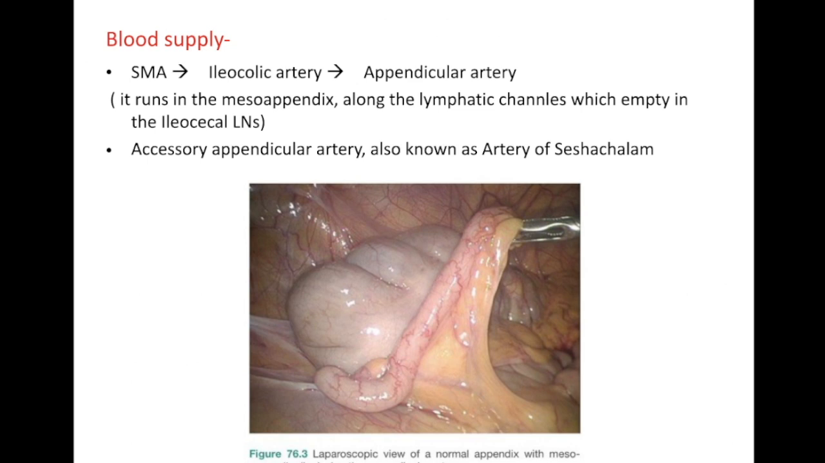So the appendix gets its blood supply from the superior mesenteric artery, which gives a branch called the ileocolic, which gives the branch of the appendicular artery. The appendicular artery runs in the mesoappendix along with the lymphatic channels, which empty into the ileocecal lymph nodes. There is also an accessory appendicular artery known as the artery of Sesachalam, which comes from the posterior cecal artery. This accessory artery is present in as many as 50% of individuals.